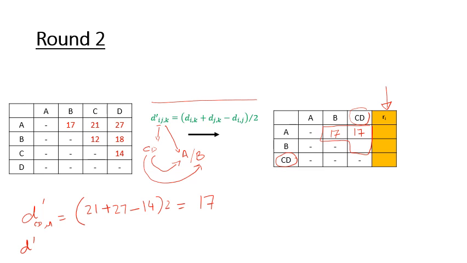Next step, D prime of CD to B. This can be computed by adding the distance between C to B, C to B is 12, plus the distance between D to B. D to B is 18, minus the distance between C to D, which is 14, divided by 2, and you will get 8 here. So you'll write 8. So we have filled the distance matrix.